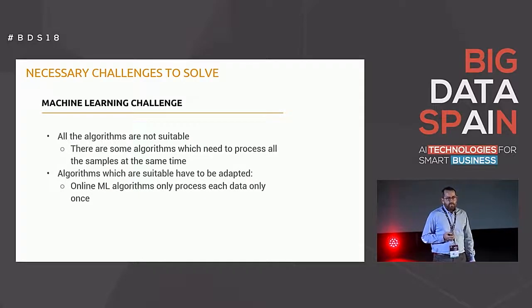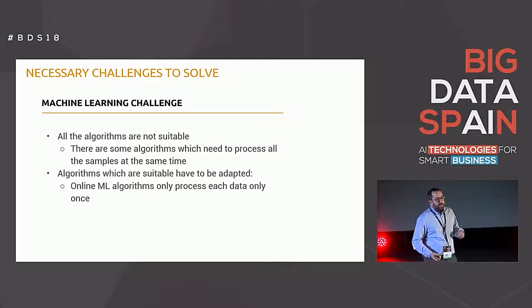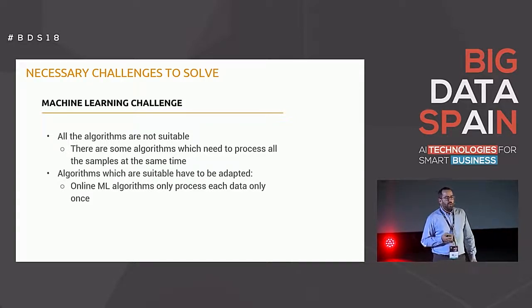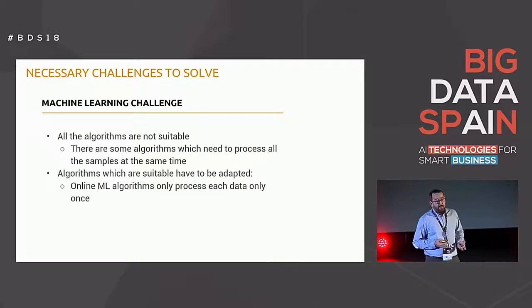Not all the algorithms are suitable because there are some algorithms that need to process all the samples of the data set at the same time, and these algorithms are not totally suitable to use in this way. And the other thing, I could find algorithms which are suitable to be adapted to this processing way, but we have to adapt them because these machine learning algorithms have to be ready to process each data only once. And maybe we can find a lot of algorithms, but they have to be ready to use in this way.